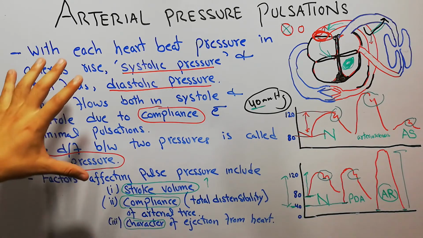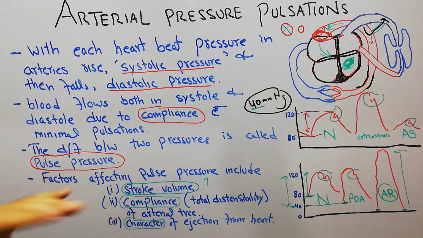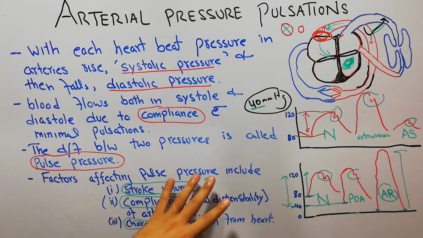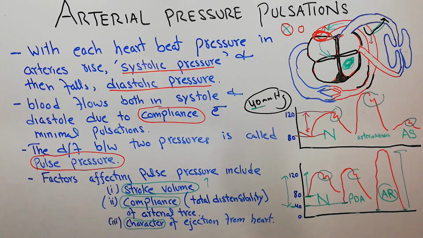So that's all about the pulse pressure, the systolic pressure, the diastolic pressure, and the factors affecting the pulse pressure and the normal and abnormal pulse pressure in different conditions.